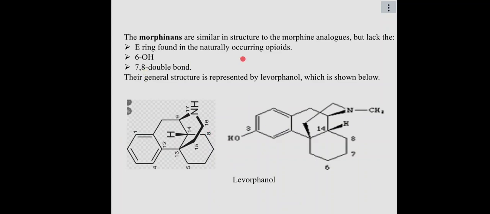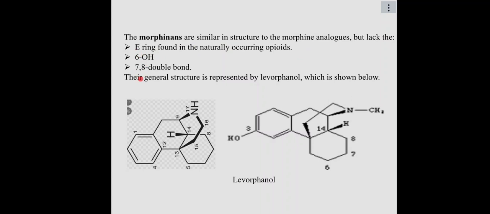The morphinans are similar in structure to the morphine analogs, but lack the E-ring. And of course, the removal of the E-ring goes completely, such that you do not have the hydroxyl group at position 4, as we have seen in the catechol derivatives. So we remove the E-ring, which is found in the naturally occurring opioids.